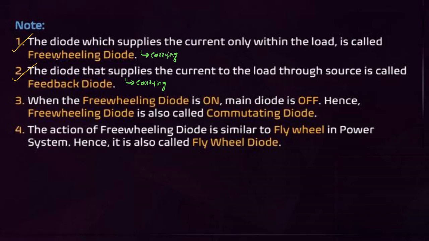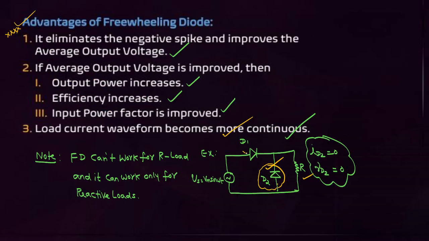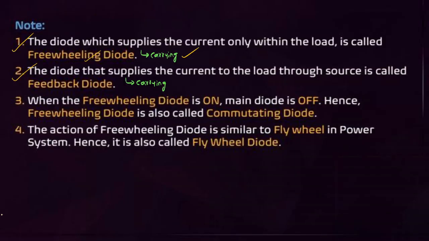What do you mean by a freewheeling diode? The diode which carries the current within the load only. What is the feedback diode? Feedback diode is different, freewheeling diode is different. Here two diodes are there now. This diode is the feedback diode. This diode is the freewheeling diode. The diode which carries the current within the load only is the freewheeling diode. The diode which carries the current to the source from the load is called the feedback diode.